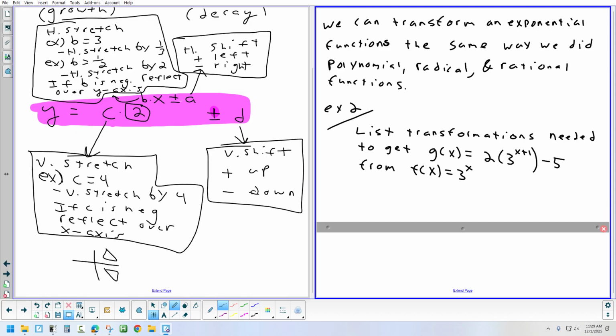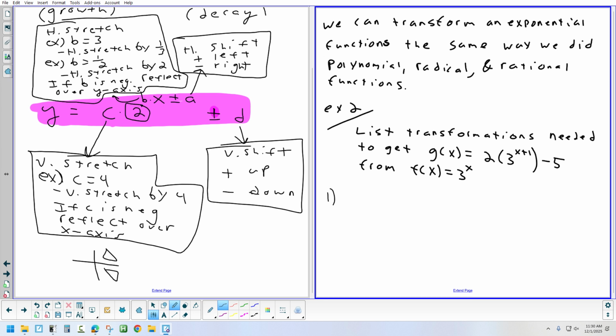All right. When you are doing transformations, you'll always compare two graphs that have the same base. So you never compare like 3 to the x to 4 to the x. They're both exponential, but they're different families of exponentials. So these both have the same base. How many transformations do we have? How many transformations would it take to change f of x into g of x? Yep. 3 transformations.